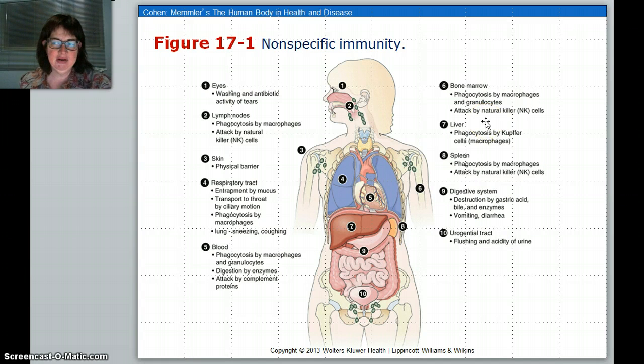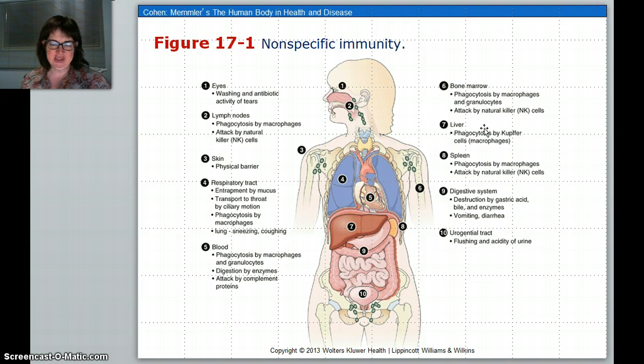In your bone marrow, that's where your cells are being made. Your bone marrow has macrophages and granulocytes. Granulocytes are another type of white blood cell. Your liver also has phagocytes. Phago means eat, sort of like phagocytosis, if you remember back to that cell. Then your spleen also has phagocytes and natural killer cells.